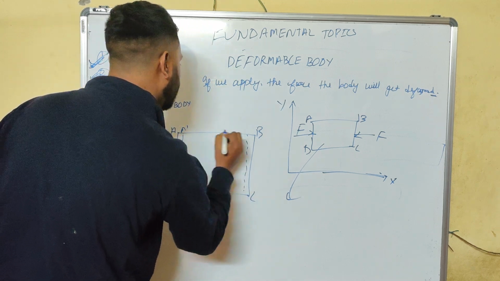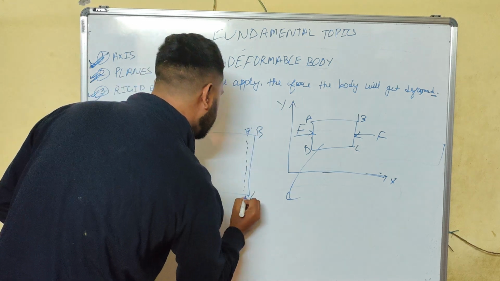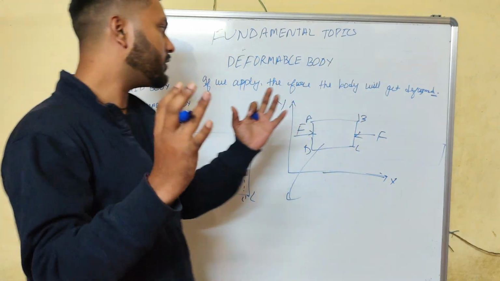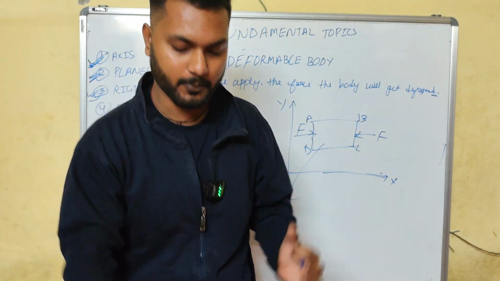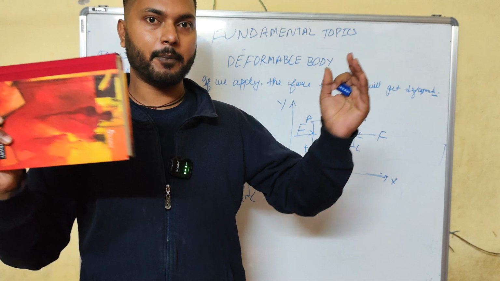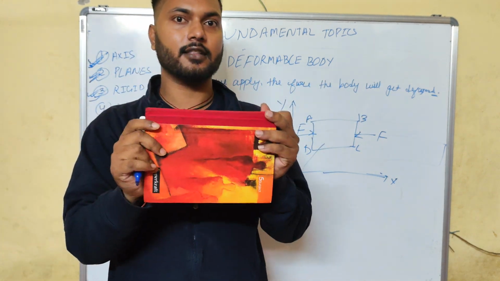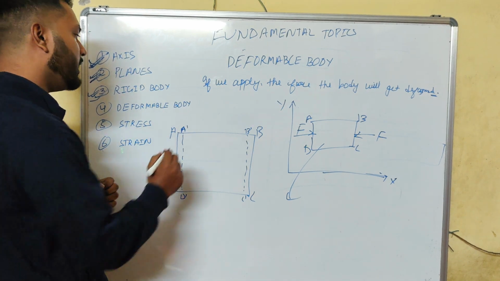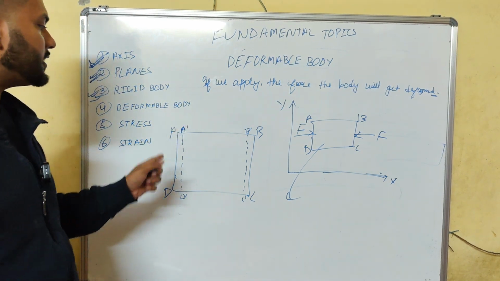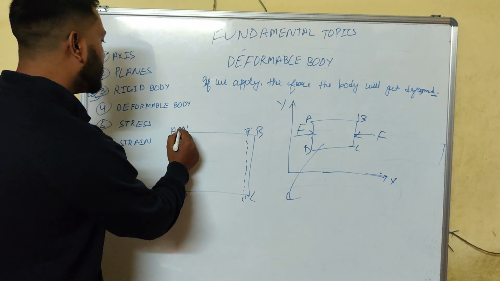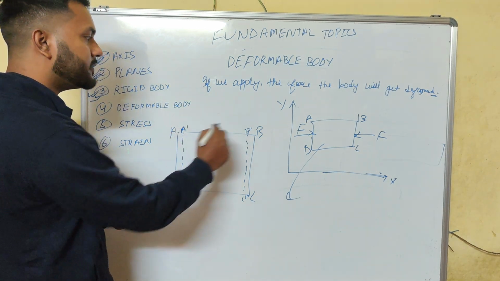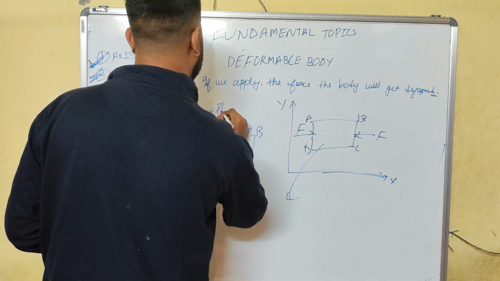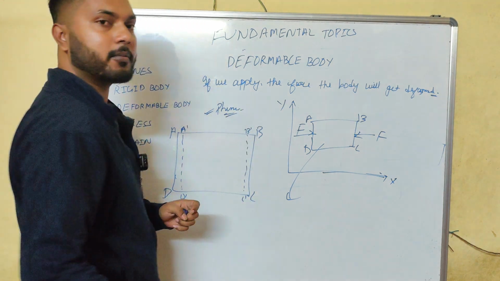So we have A dash, B dash, C dash and D dash. Understood? Due to the compressive force, the body will get shrunk. If I apply the force, the body will get deformed. So the dimension of such a body has been changed. Initially it was A, B, C, D, and after applying the force, it becomes A dash, B dash, C dash and D dash. So such kind of phenomena we have in the deformable body.